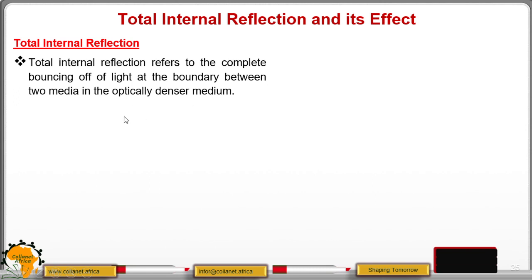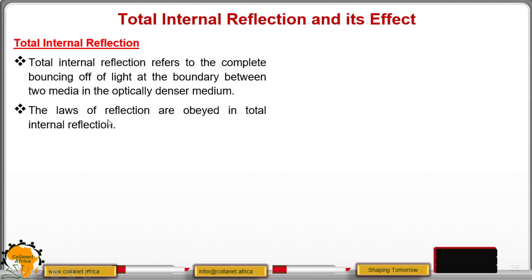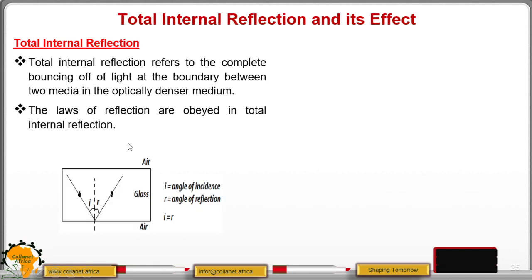Now, to get a clear picture of total internal reflection, we need to remind ourselves what happens when a ray is coming from an optically denser medium to an optically less dense medium. We found that the ray is always refracted away from the normal. And when we have total internal reflection, it implies that all the laws of reflection will be obeyed. So we have this as our diagram.